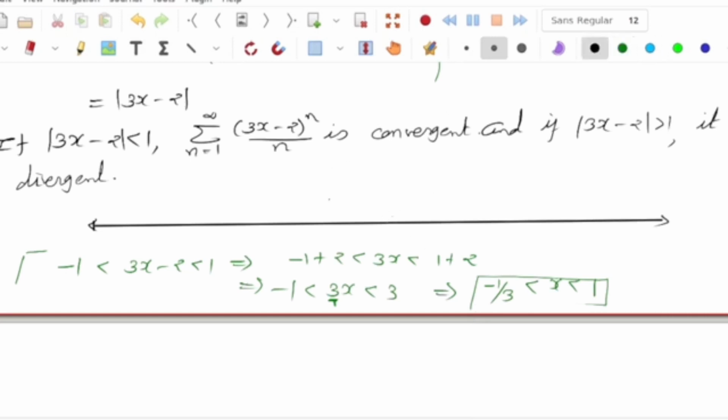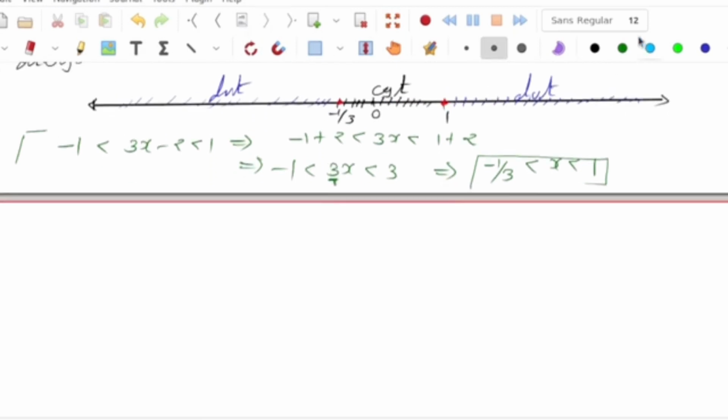So say here we have minus 1 upon 3, this is 0 and this is 1. So this is the interval where the series is convergent. Otherwise, these are the values of x on which the series is divergent. Only two endpoints remain, when x is equal to 1 and when x is equal to minus 1 upon 3. So first let us check what happens when x is equal to 1.